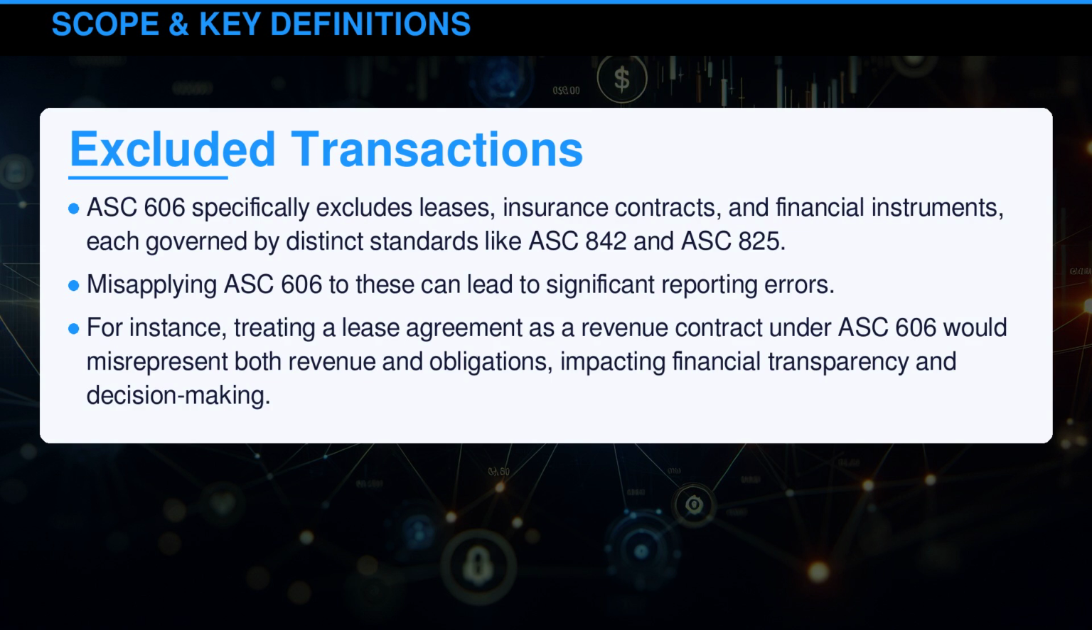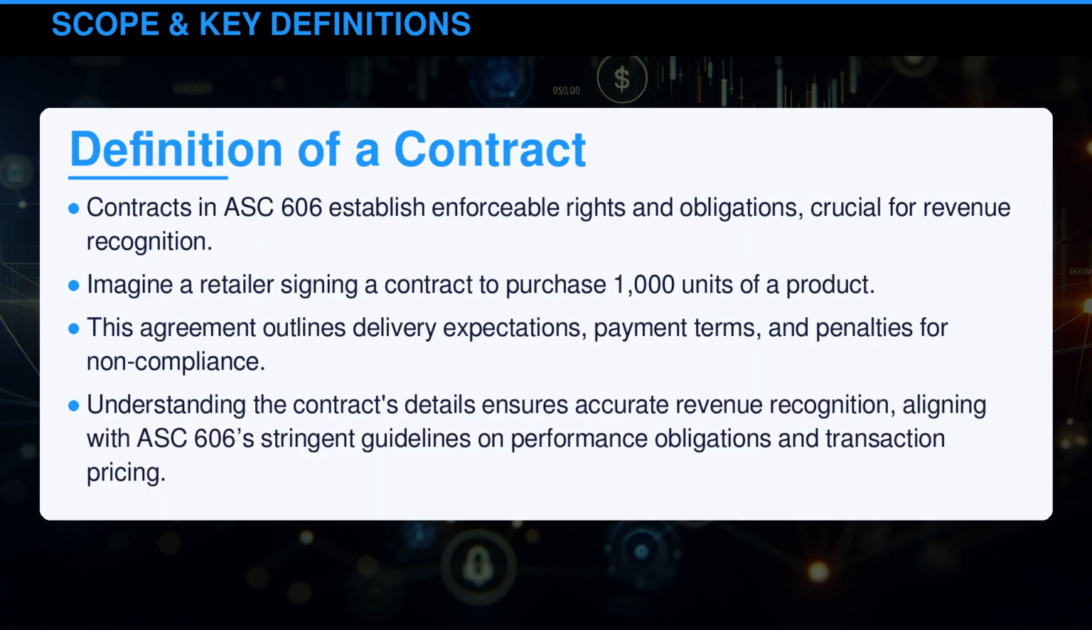ASC 606 specifically excludes leases, insurance contracts, and financial instruments, each governed by distinct standards like ASC 842 and ASC 825. Misapplying ASC 606 to these can lead to significant reporting errors. For instance, treating a lease agreement as a revenue contract under ASC 606 would misrepresent both revenue and obligations, impacting financial transparency and decision-making. Contracts in ASC 606 establish enforceable rights and obligations, crucial for revenue recognition.